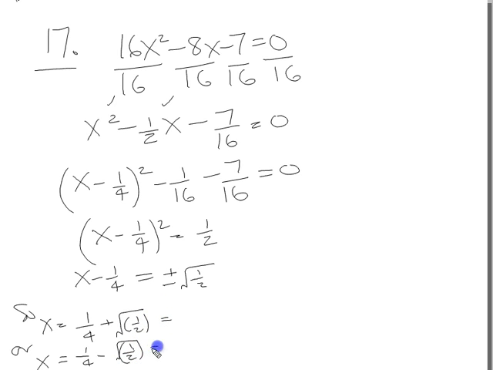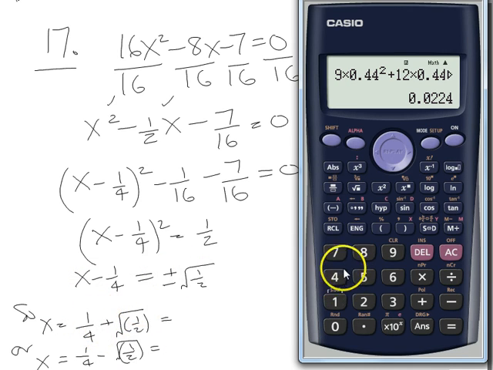So let's just tap them in the calculator then, see what we get, shall we? Okay, so we got a quarter. Let's do our fraction thing. 1, tab down to below. 1 quarter, toggle or tab back up to ground level, plus. And then we got a square root.